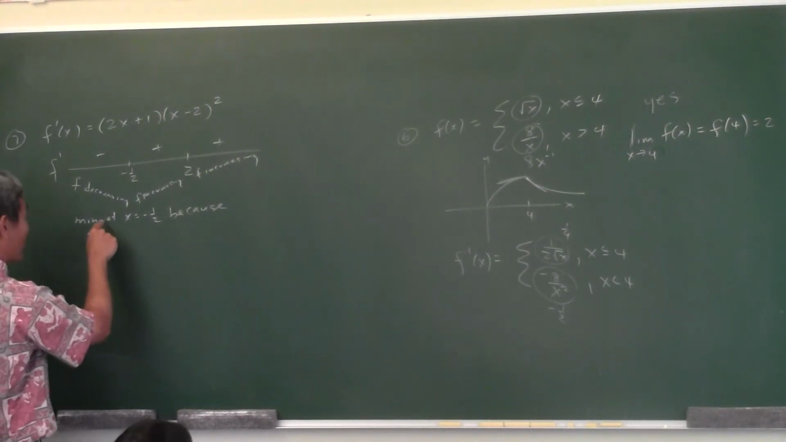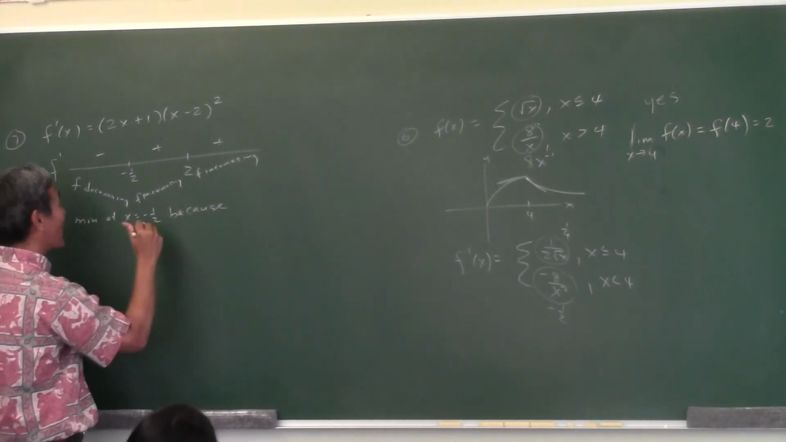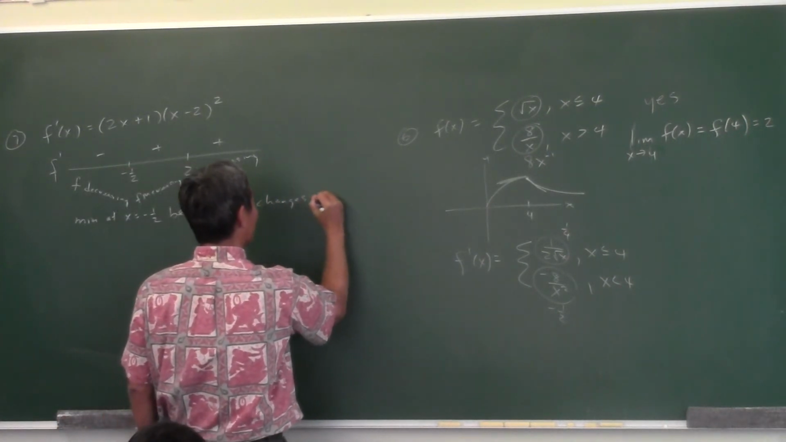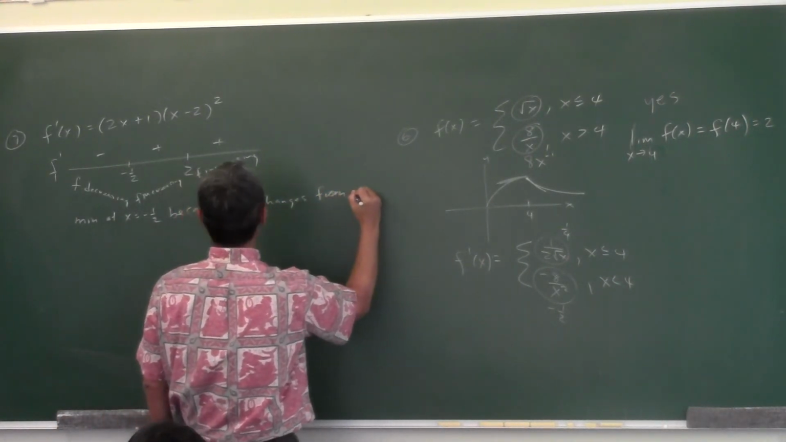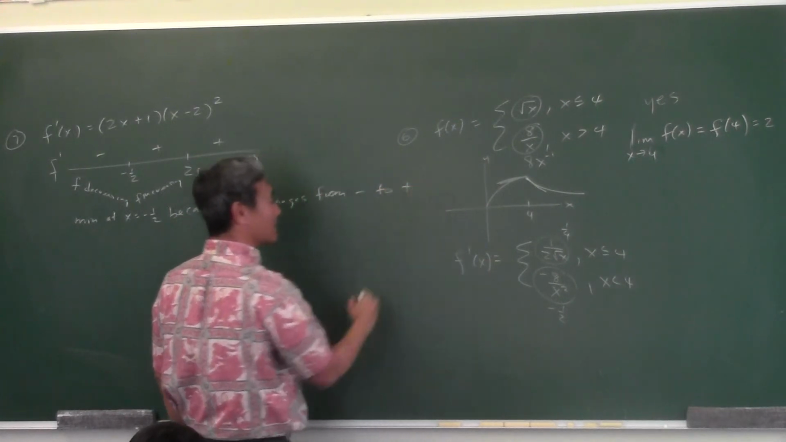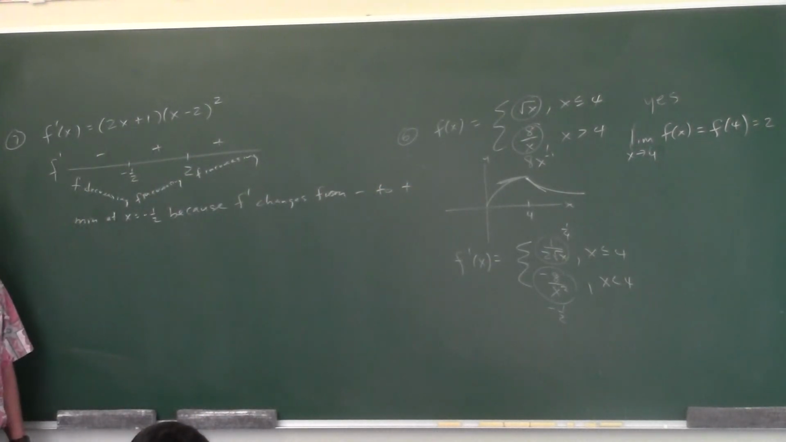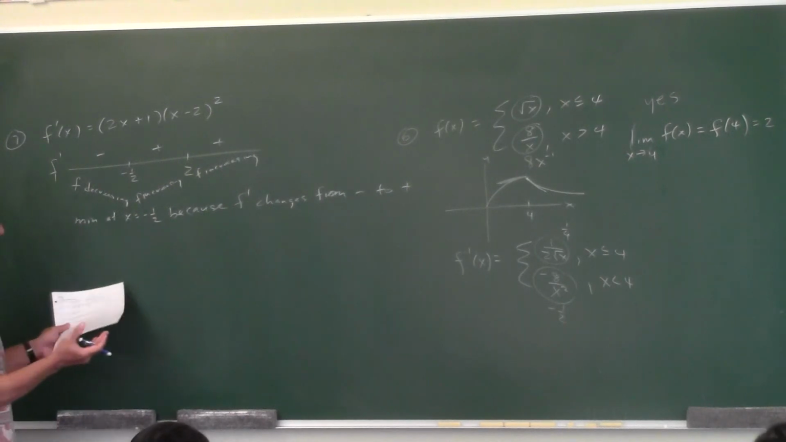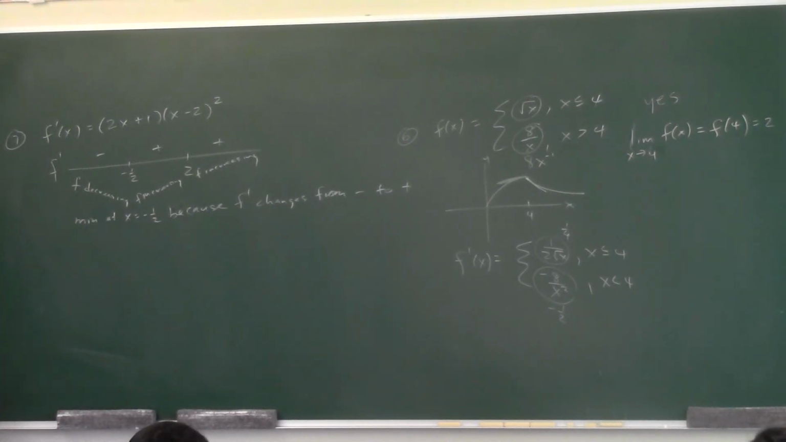There is a minimum at x equal negative half because f prime changes from negative to positive. That has to accompany the number line now. Look, I'm just telling you what they want. This is what they want. You guys get that?